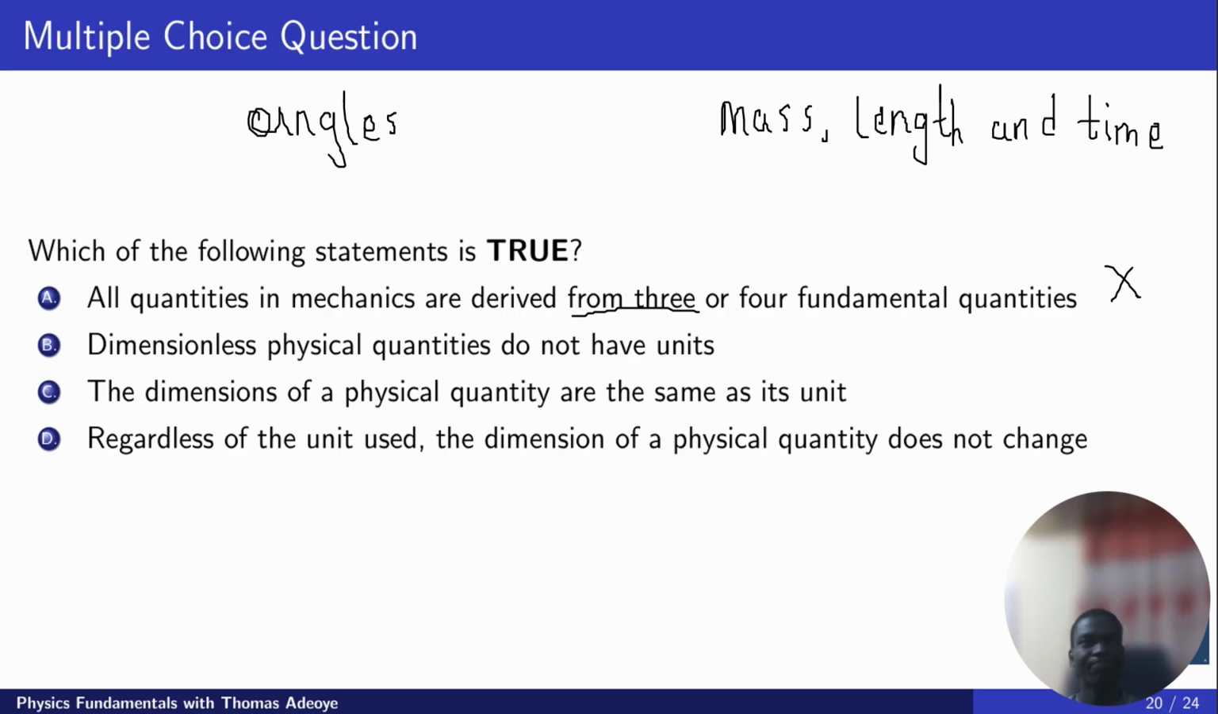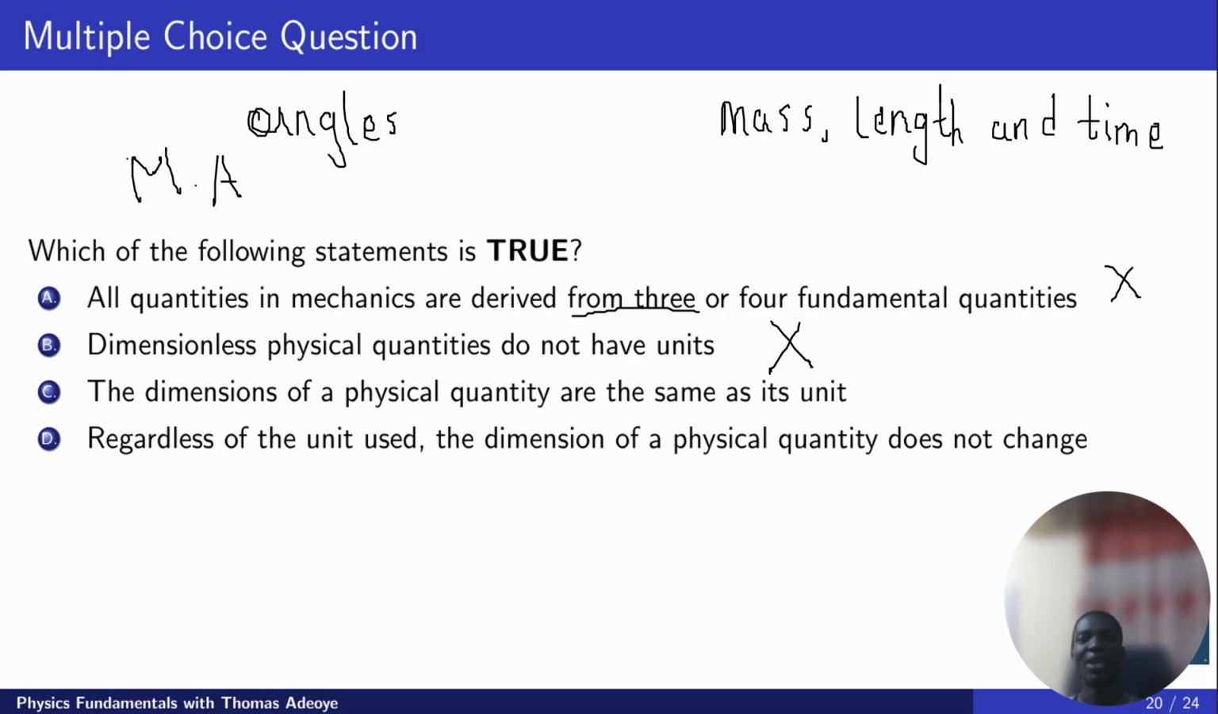Let's talk about mechanical advantage. Mechanical advantage does not have units because it's just the ratio of output force to the input force. No ratio, no units, no dimensions. It's just a ratio. Now angle is an exception. So we're saying that dimensionless physical quantities do not have units. This is not true because it's not always true.